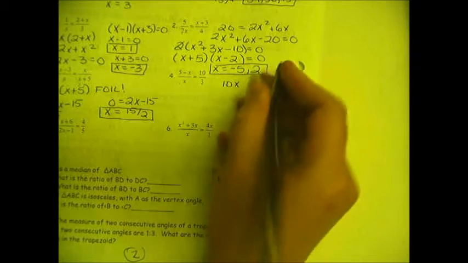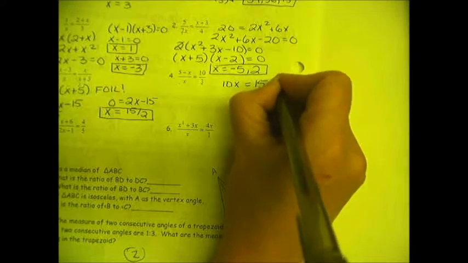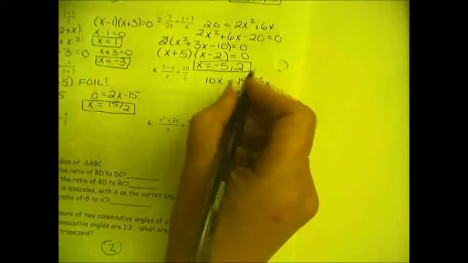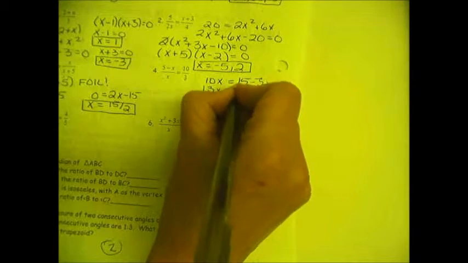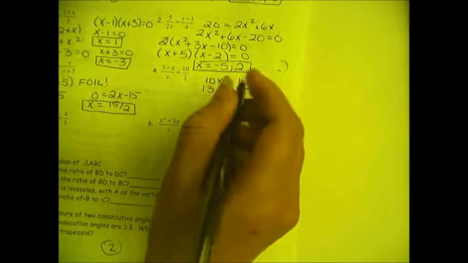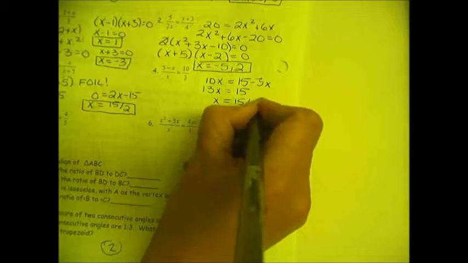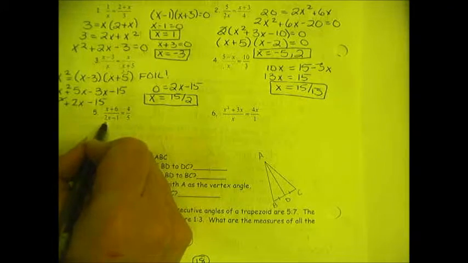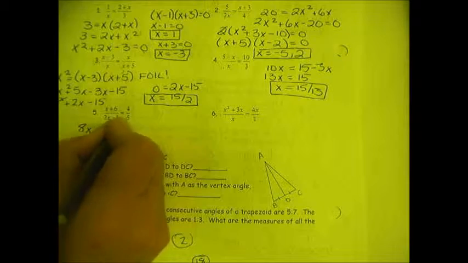Cross multiply. This is an easy one. 10 times x are our means, 10x. Our extremes: distribute 3 times 5 is 15. 3 times negative x is negative 3x. Okay, solve. Get our x's on the same side. 13x equals 15. And x comes out to be 15 over 13. Awesomeness. Next one. Cross multiply.